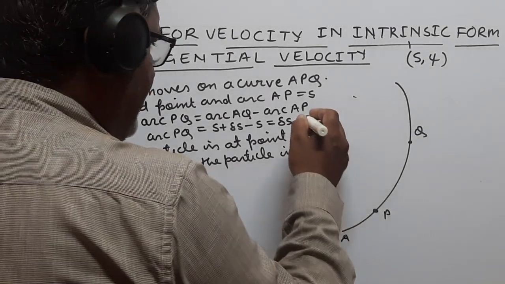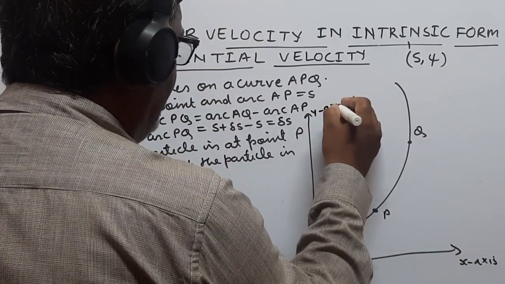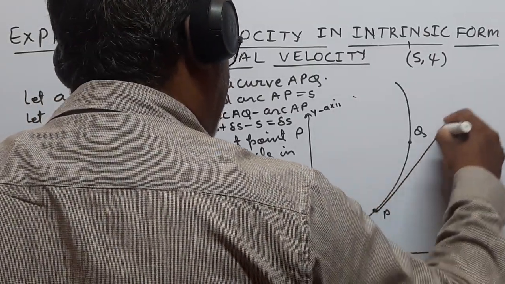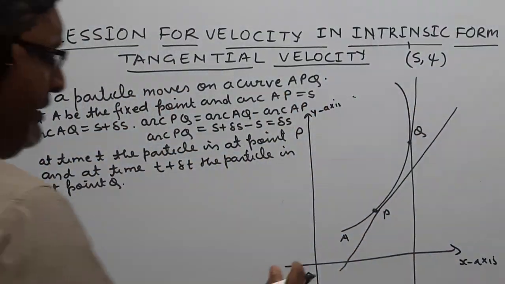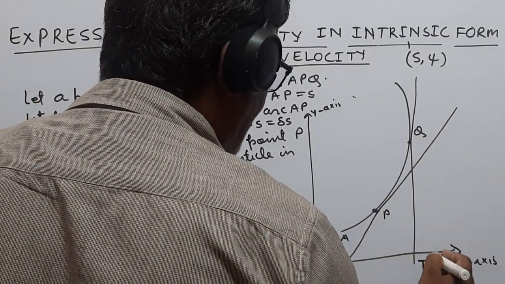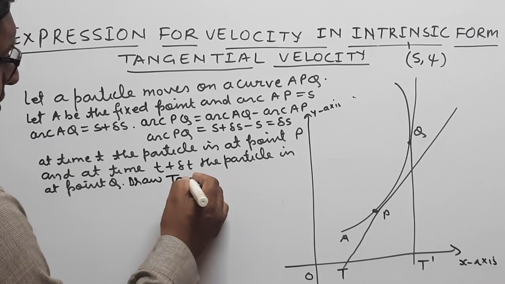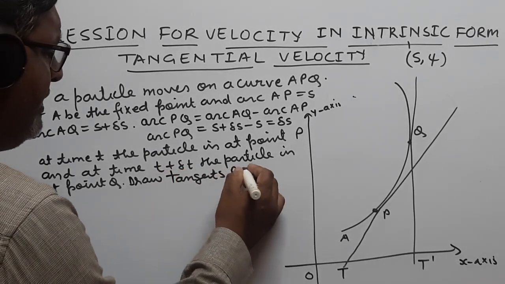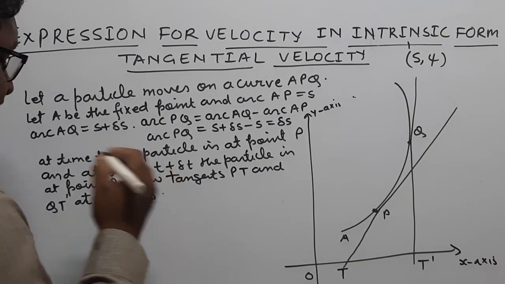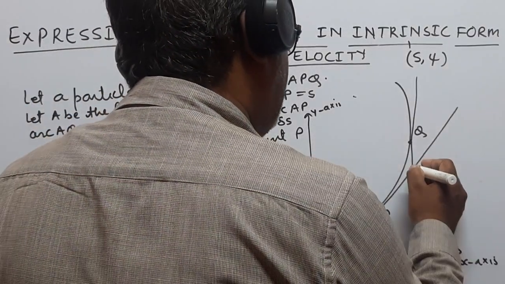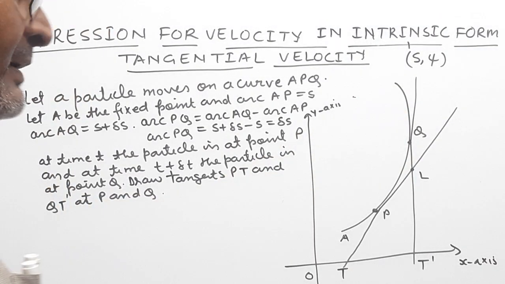Now we draw the tangents. Suppose this is the x-axis and this is the y-axis, and this is the origin. We draw the tangents at points P and Q. Suppose PT is the tangent at P, and QT dash is the tangent at Q. Let us suppose that these tangents intersect at point L.